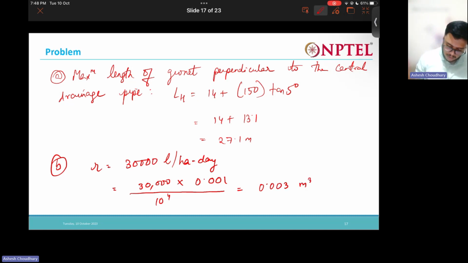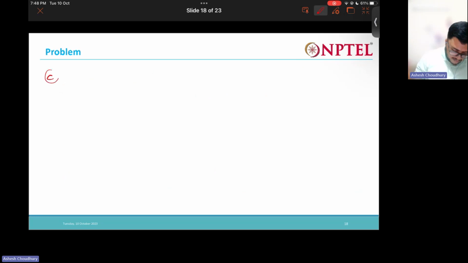0.003 meter cube per meter square per day. Okay, so this is the flow that is happening. Now we need to convert the maximum flow per unit width. Q required is nothing but R into LH.